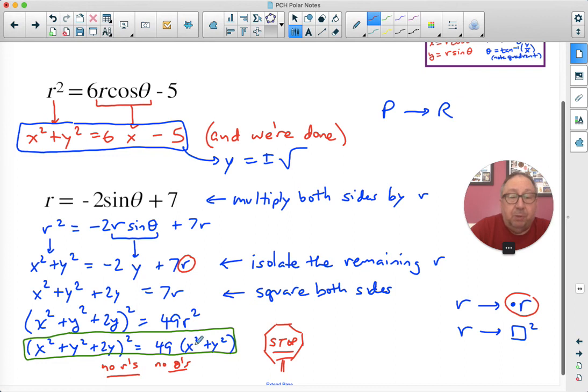Could we multiply through by the 49 and start work? We could do a lot of things. Stop, stop, stop. And I'm going to stop too.